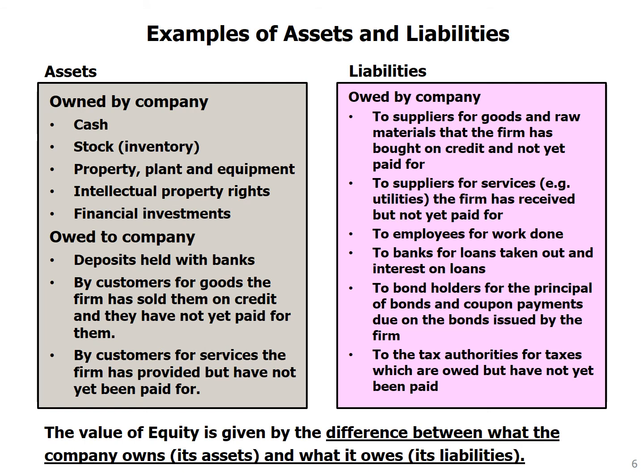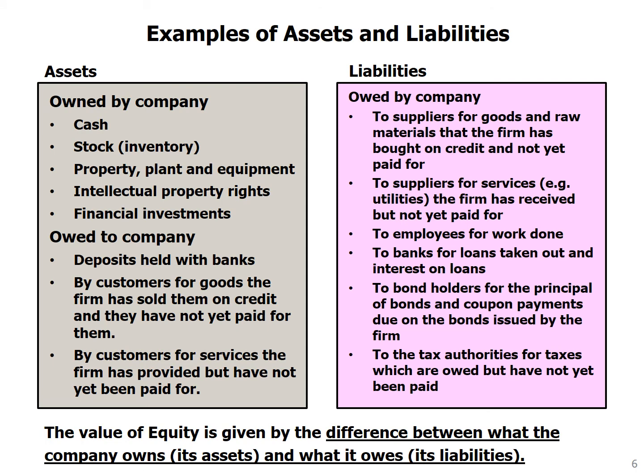And finally, we have equity. The value of equity is given by the difference between what the firm owns, its assets, and the value of what it owes, its liabilities. The value for equity shows how much the interests of the firm's owners are worth in accounting terms. This value is sometimes loosely referred to as book value.